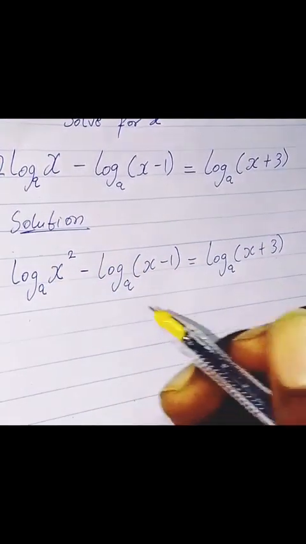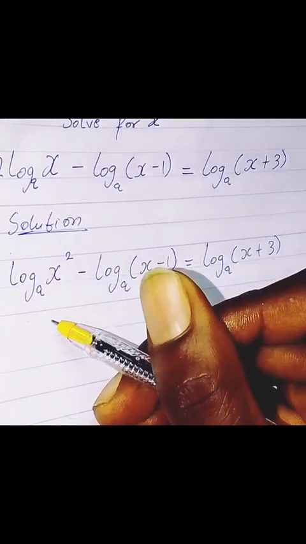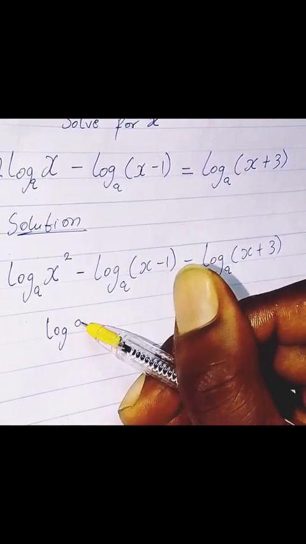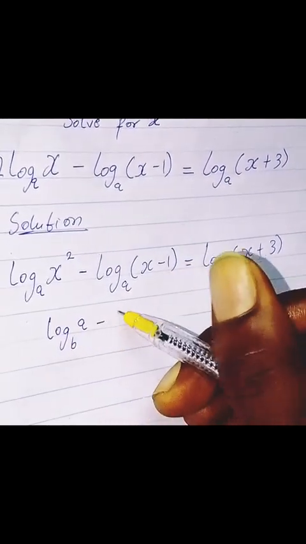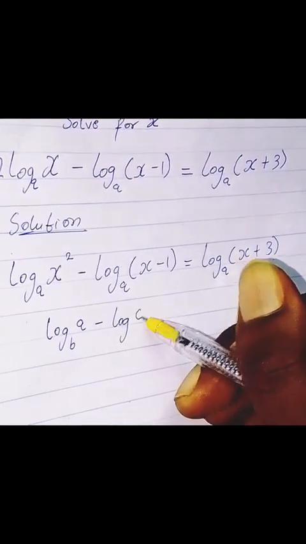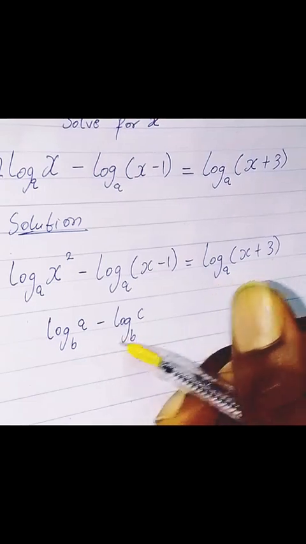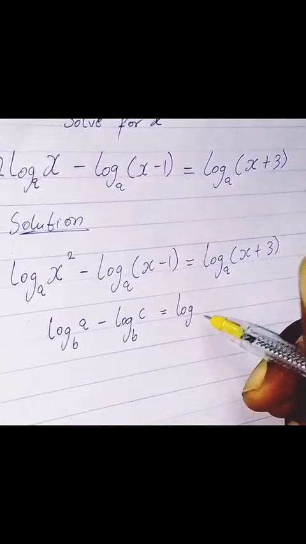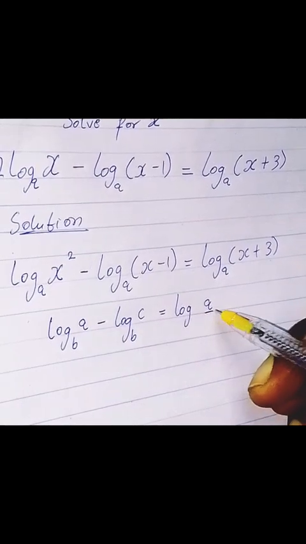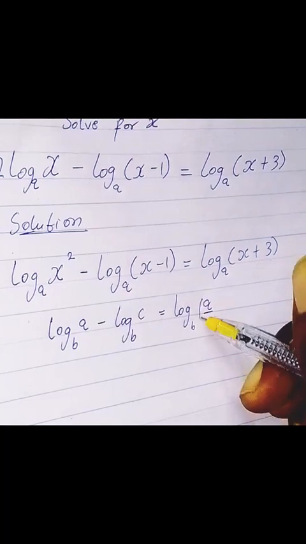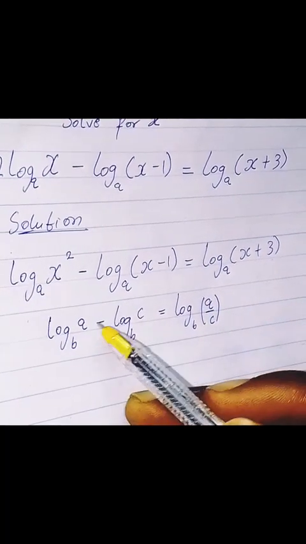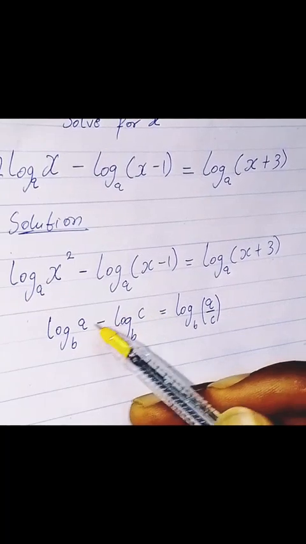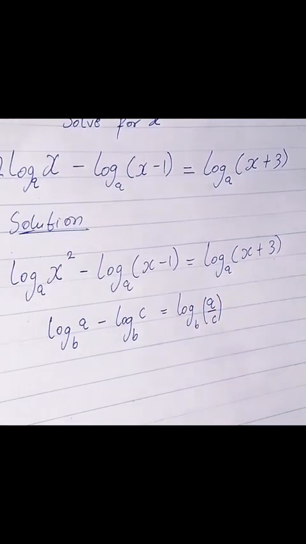We should change the position. Now we are going to follow a log rule that says when we have log a to base b minus log c to base b, the same base, this can be written as log a over c to base b. Do you see what happens here? a and c will divide each other, but when we have plus here, it becomes multiplication. a will times c. So that's how it works.